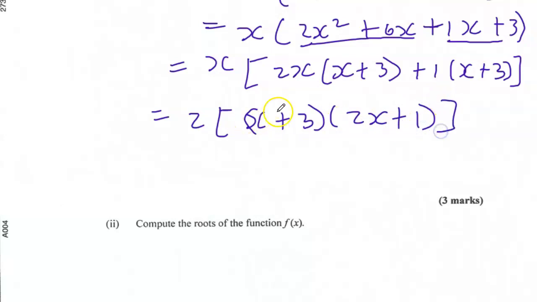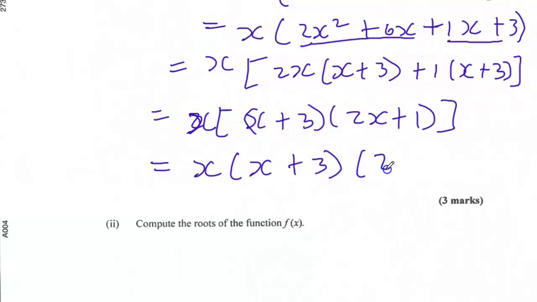And then we can put out x, this is x. And in the bracket here, x plus 3 is a common factor, 2x plus 1. So we end up with x plus 3, 2x plus 1. So these are the three factors, and notice each of them is linear. Compute the roots of the function.